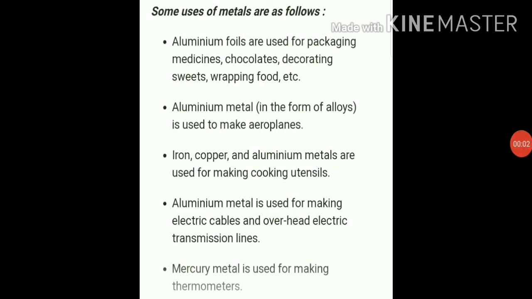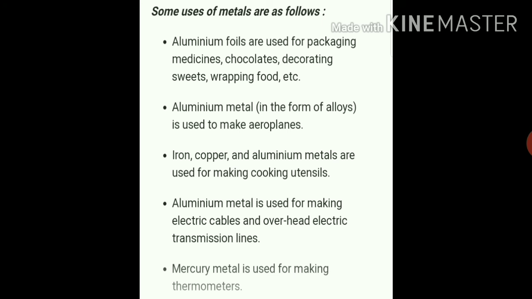Students, let's talk about the uses of some metals. Metals are used in our everyday life for a large number of purposes. Metals are used in making nails, utensils, water boilers, electric wires, office furniture, aeroplanes, satellites, and so many things. So let's talk about some of the important uses of metals.